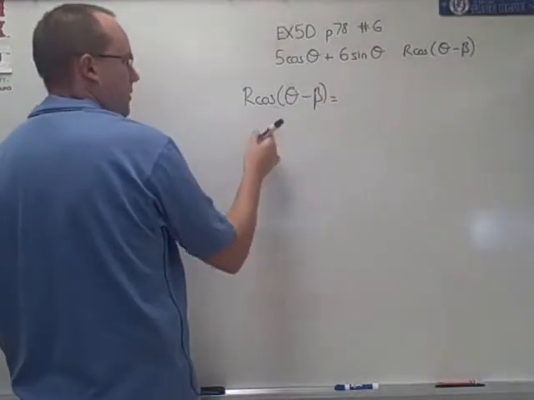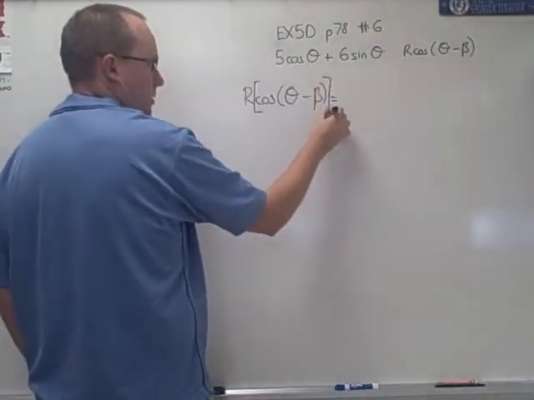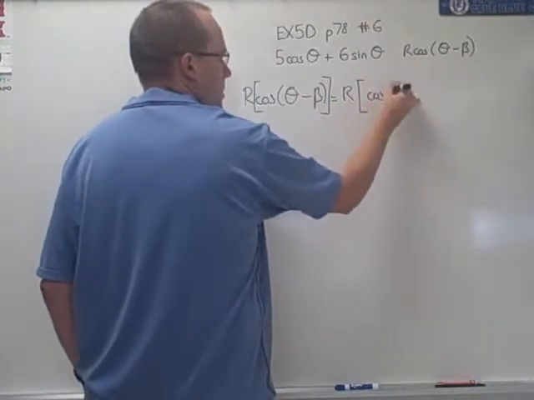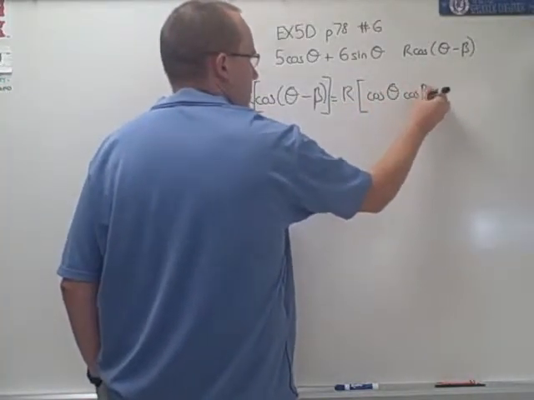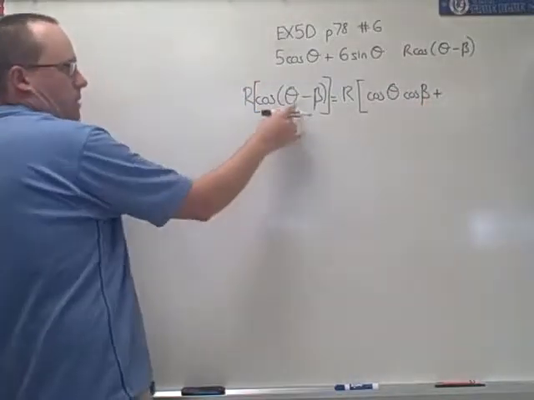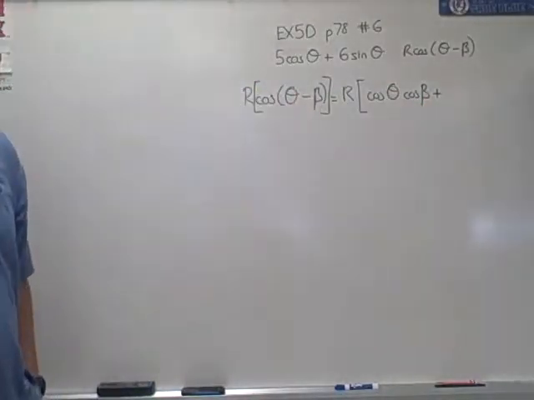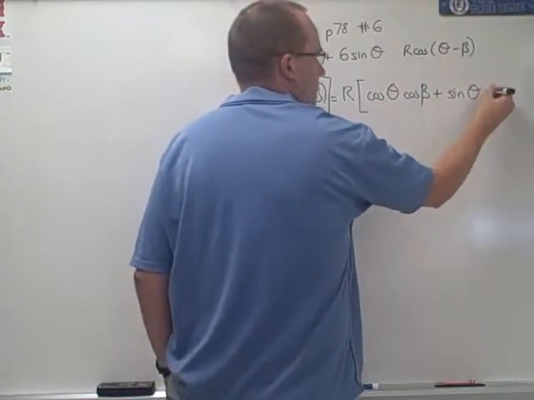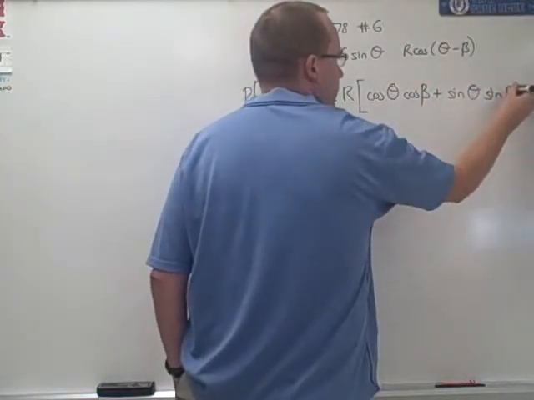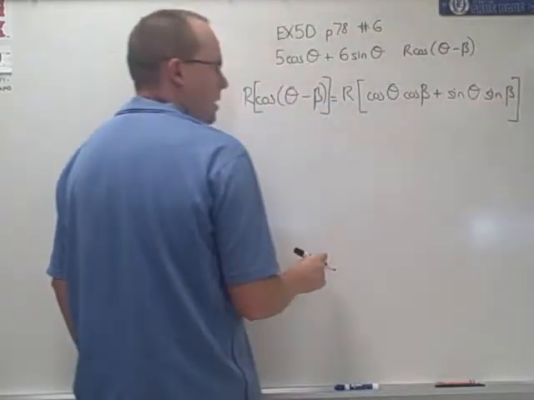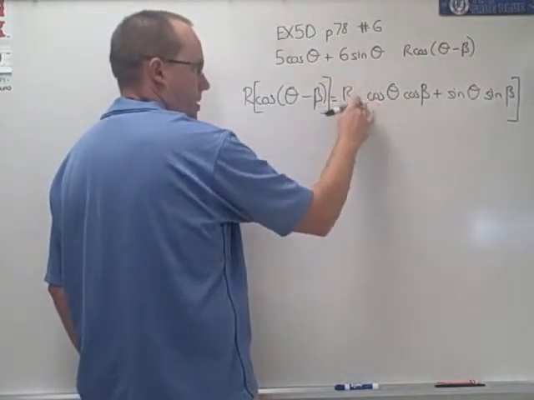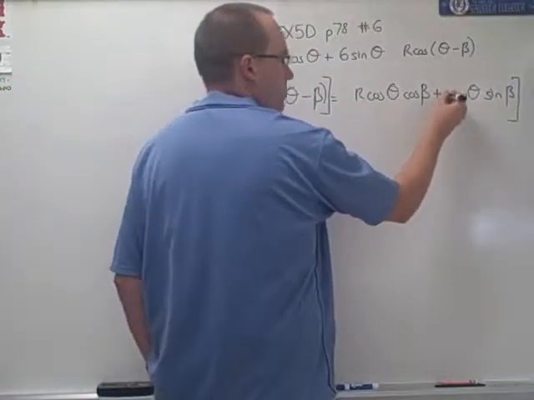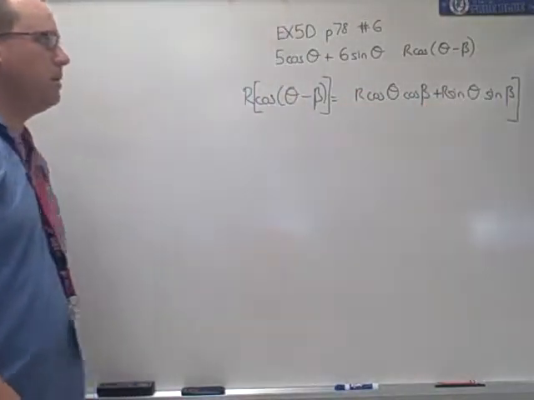So the difference formula for this is going to be r times all of this. In other words, r multiplied by cosine of the first one, cosine of the second one. And then with the cosine one, we choose the opposite of what this is, so negative becomes plus, sine of the first one, and then sine of the second one. Now when we distribute the r through here, this is going to become r cosine theta, cosine beta, plus r sine theta, sine beta.